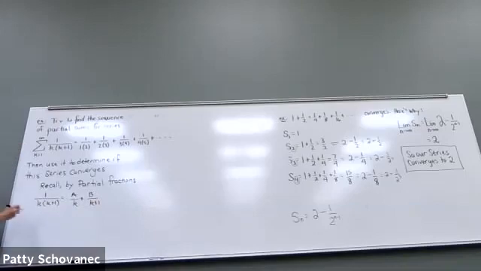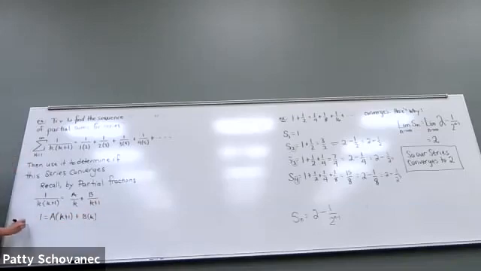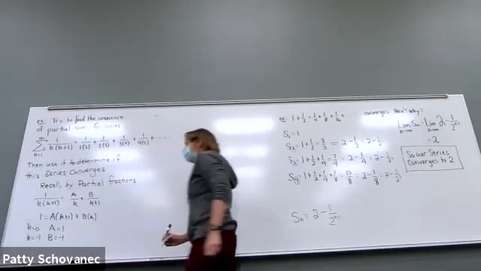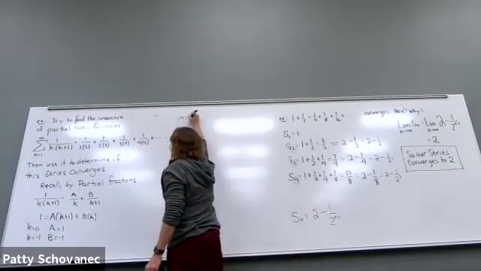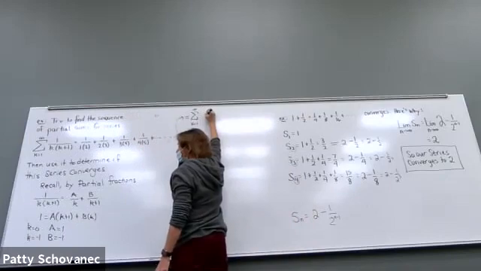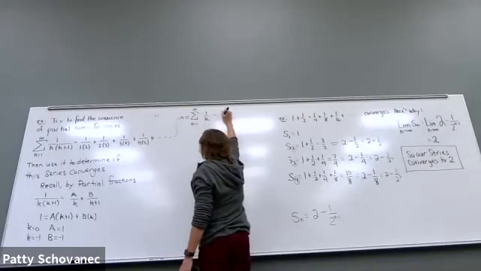So if I just cross multiply, I get 1 is equal to A times (K plus 1) plus B times K. If K is equal to 0, then I get A is equal to 1. If K is equal to -1, then I get B is equal to -1. Which says that this series is equal to the sum from K equals 1 to infinity of 1 over K plus -1 over K plus 1, or I can write the minus sign there.